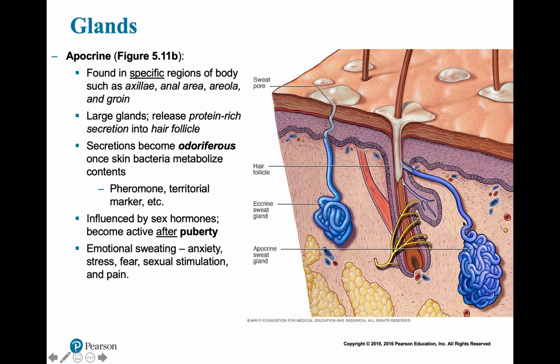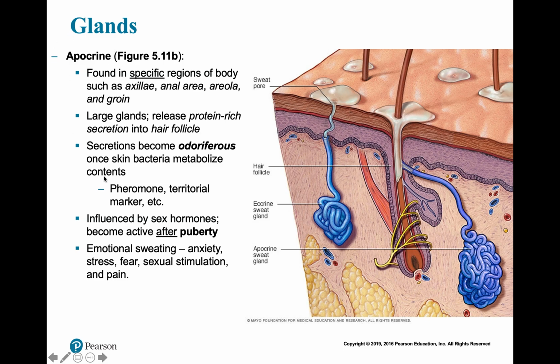So apocrine sweat glands are found associated with hair follicles. And they're primarily located in areas of the body such as the axillae, so this armpit region, anal region, areola, this is the darker region around the nipple, and then also the groin. So these areas are where we find abundant apocrine sweat glands.